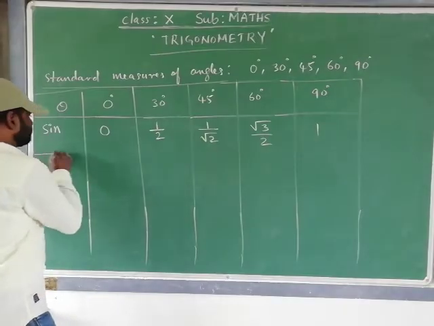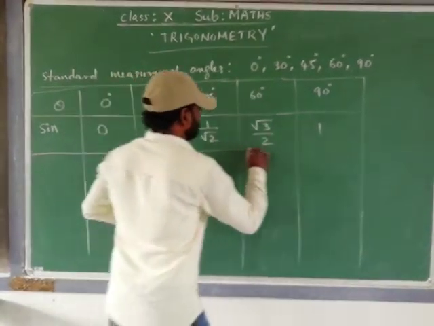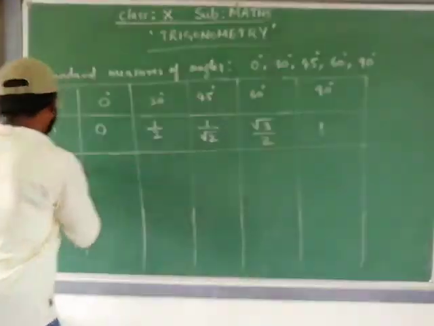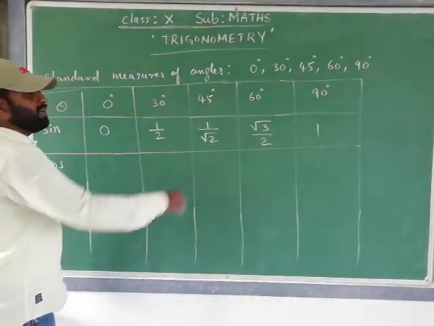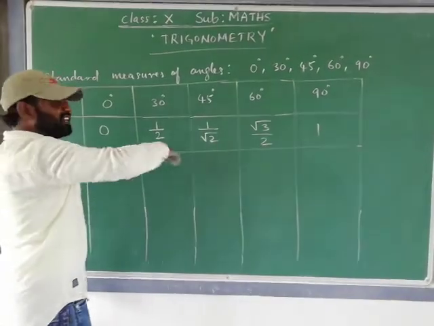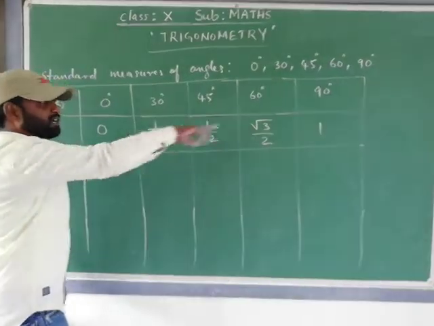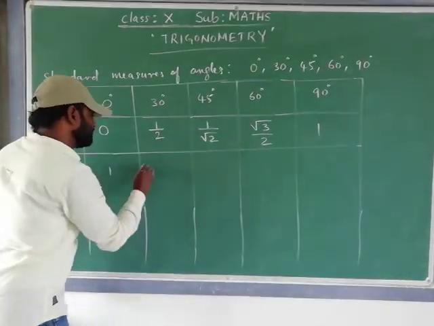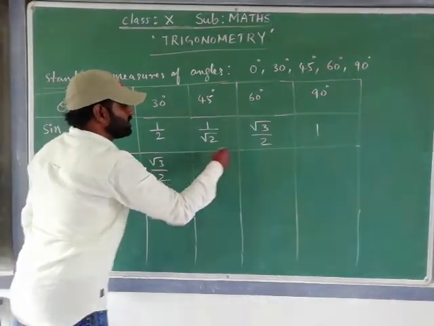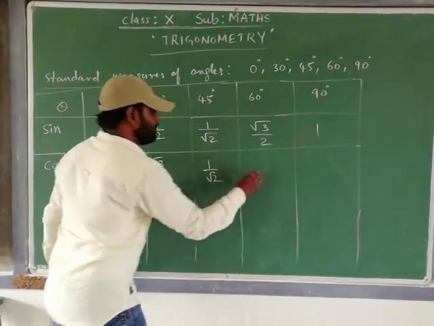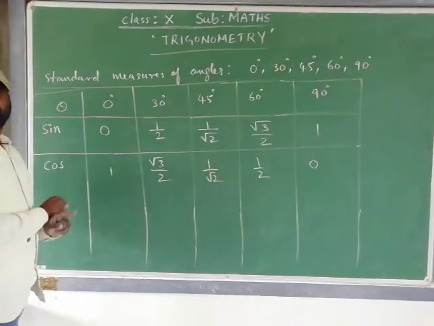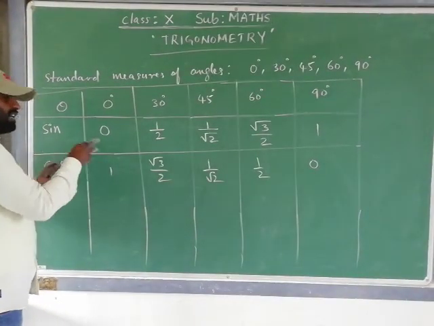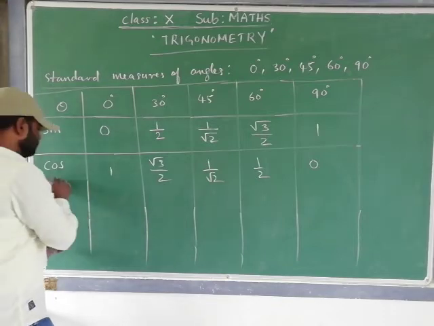Next, cos. Right? Cos theta. Cos 0. Just instead of remembering, write them in reverse order. We started from 0 to 90, no? From 90 you start. 90 is what? 1. 60 is what? Root 3 by 2. Just write in reverse order. This will be same. This will be 1 by 2. That will be 0. That's all. Just write in reverse order. Sin will become cos.